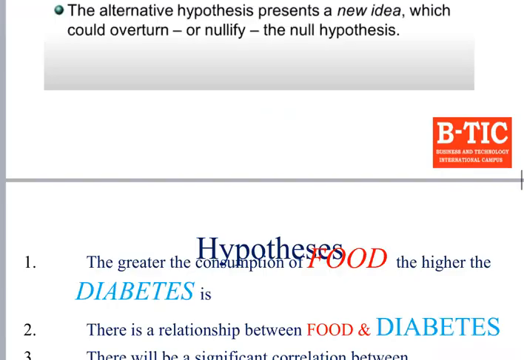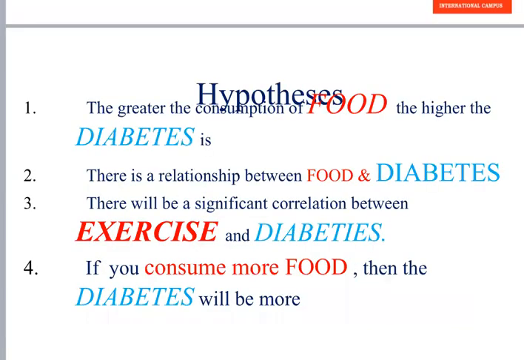And let me teach you something. If you do a research for your master's or degree, maybe for your PhD, you have to write these in words. There are so many different ideas to write. I have brought in some ideas. Number one, the greater the consumption of food, the higher the diabetes is. There is one way of writing, right? This is one way of writing, this is correct. Otherwise, there is a relationship between food and diabetes. This is also correct, another way of writing it.